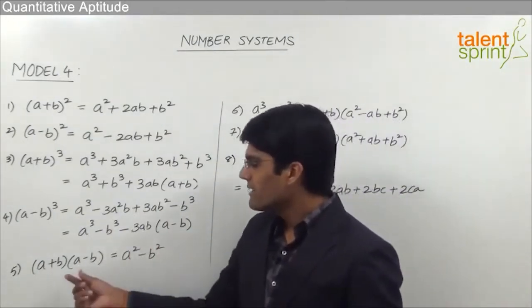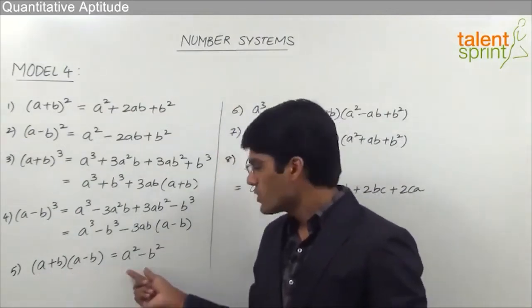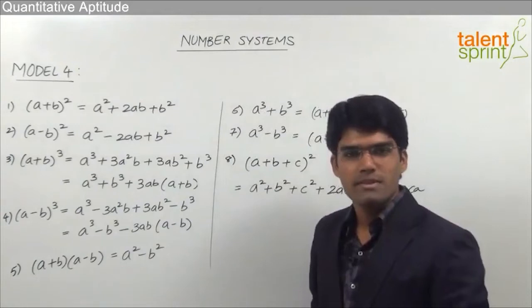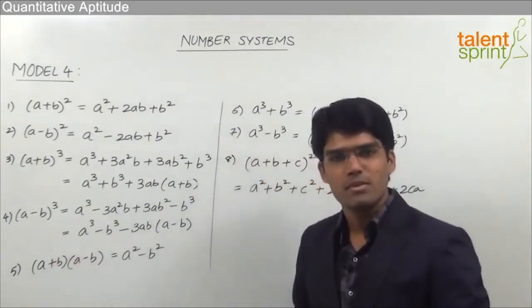The fifth one here is one very important concept, that is a plus b into a minus b should always be taken as a squared minus b squared. Why? Because when we multiply these two, what we get is a squared minus b squared.